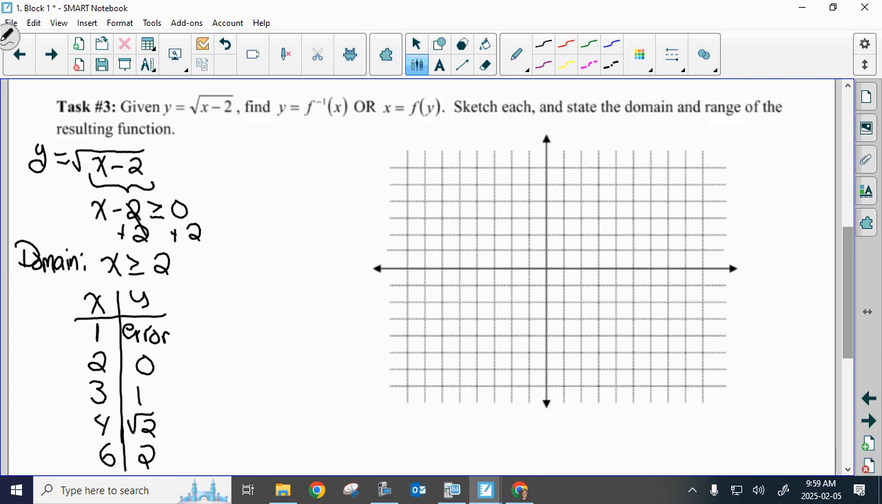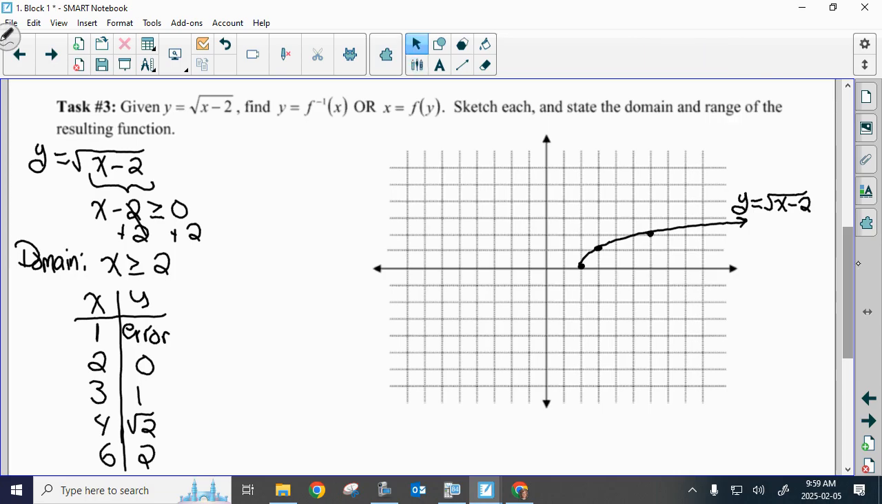So all I want you guys to do before tomorrow is just plot. We're going to be all ready to go to dive into this example tomorrow. So this is y is equal to the square root of x minus 2. And we're going to connect this to inverse tomorrow.